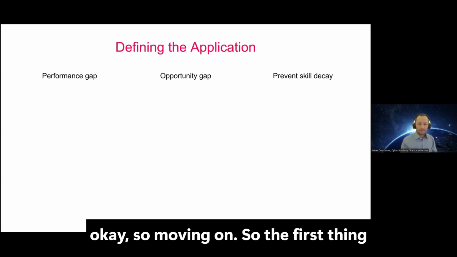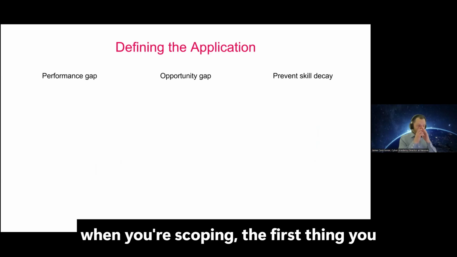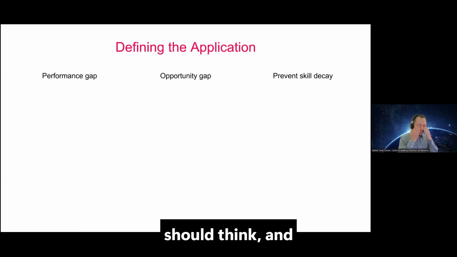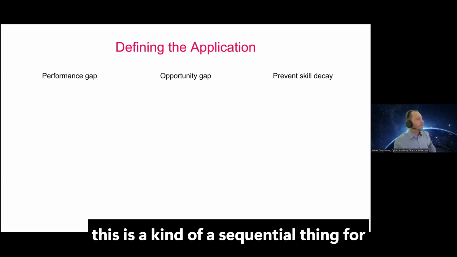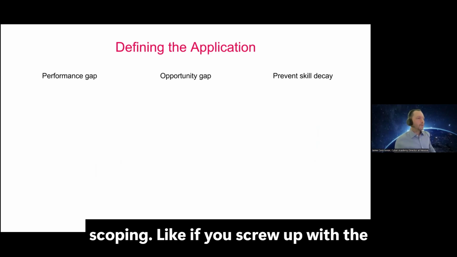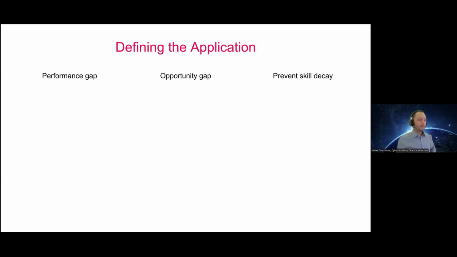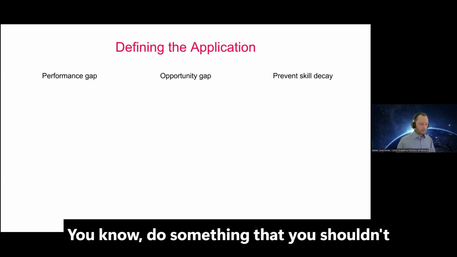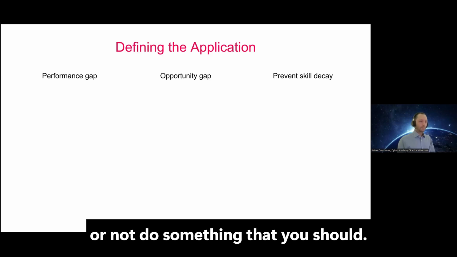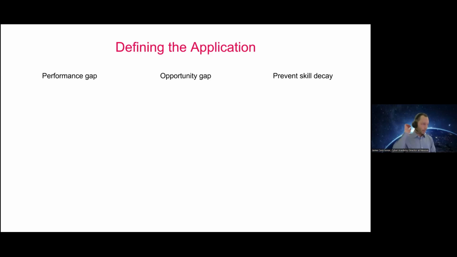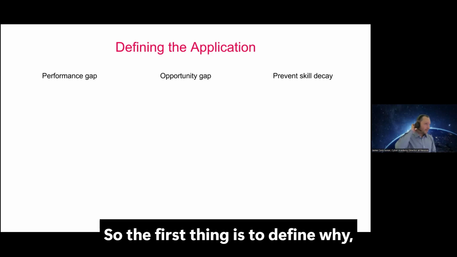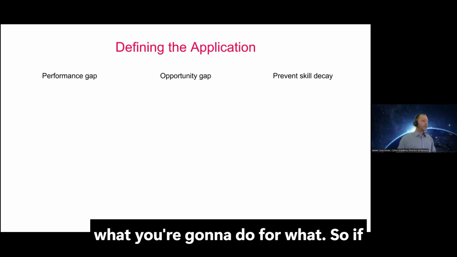Okay, so moving on. So the first thing when you're scoping, the first thing you should think, and this is a kind of a sequential thing for scoping. If you screw up the sequence, you're very likely going to do something that you shouldn't, or not do something that you should. So the first thing is to define why, what you're going to do, for what.